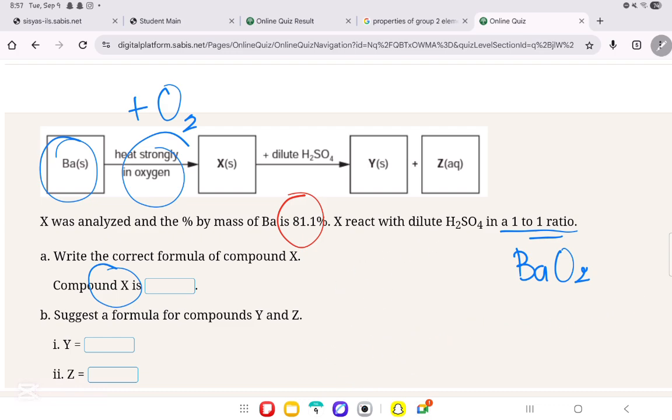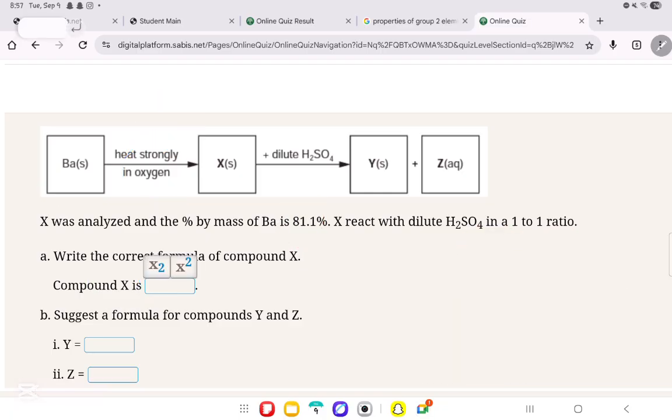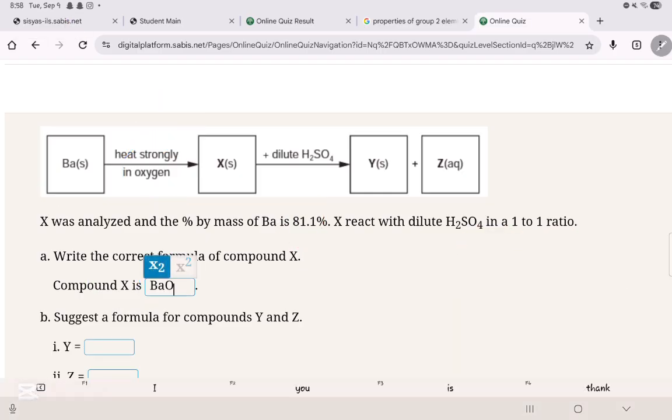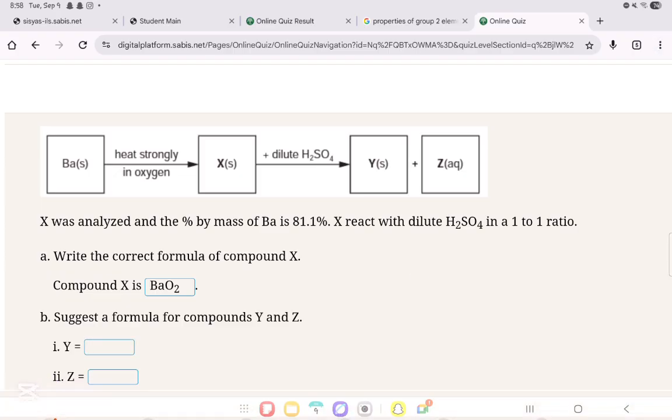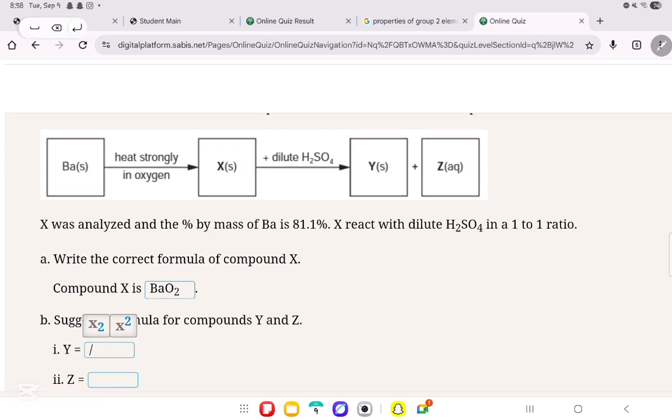If you did this one, 137.3 over 16 times 2 plus 137.3, times 100, you are gonna get 81.1%. Now, because of this, we know that the compound X is BaO2. Okay? And this is how you solve for BaO2. Now we move on to the rest. So just the formula for compounds Y and Z.